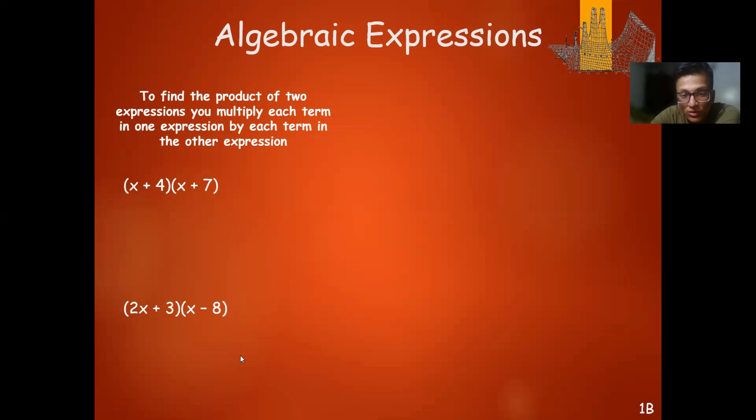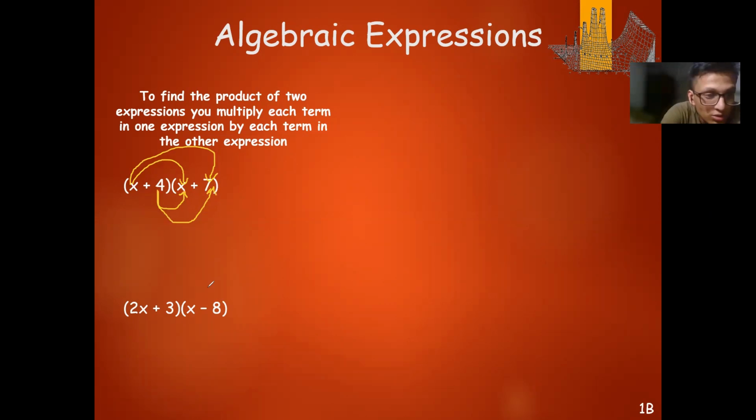Back in our O levels, what we would normally do is take the first term here, let that multiply with the first term of the next bracket, and also let that multiply with the second term of the next bracket. And we will draw these arrows to help guide where we're going. Next, we will take the second term of the first bracket, multiply with the first term of the second bracket, and then let that multiply with the other term of the second bracket.